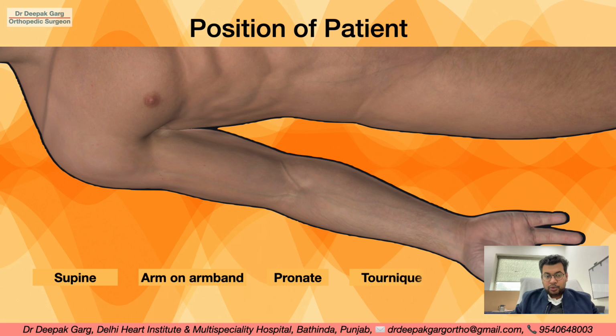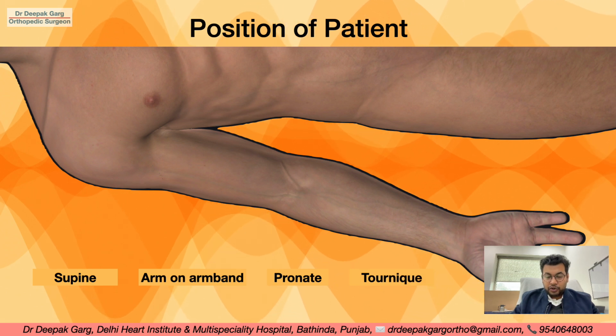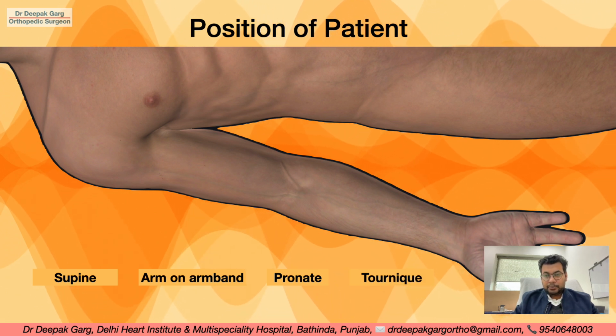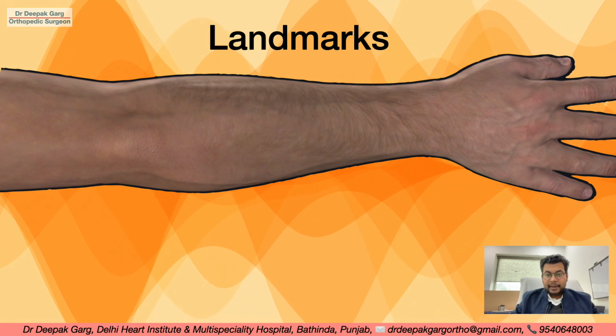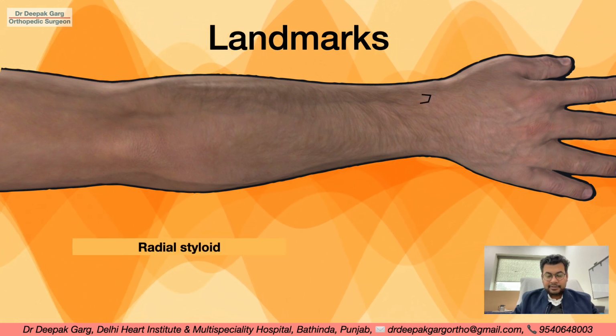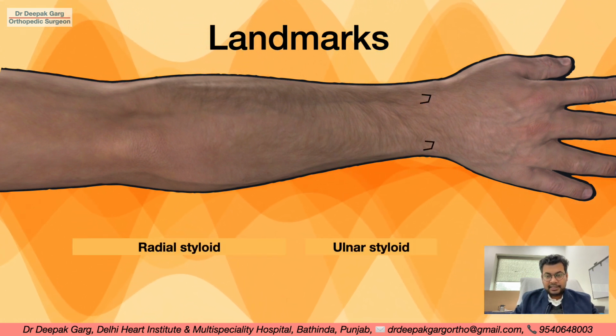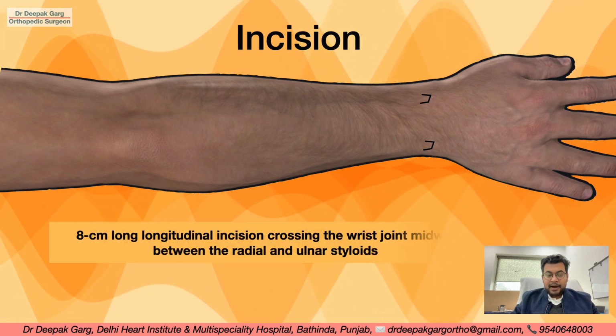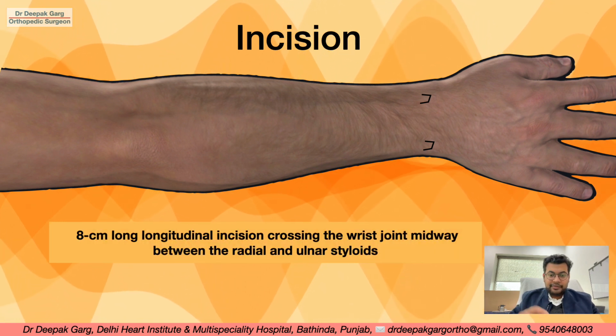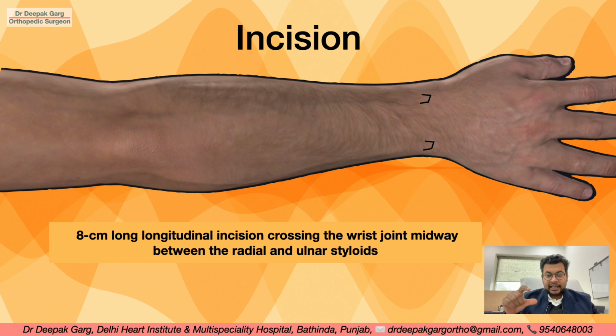So we keep the patient in a supine position. We will keep the arm on the arm board and we will pronate the forearm, and then we can use a tourniquet in this approach. Once we do the painting and draping, we will mark the surgical landmarks. We will mark the radial styloid, the ulnar styloid, and after that we will mark the skin incision.